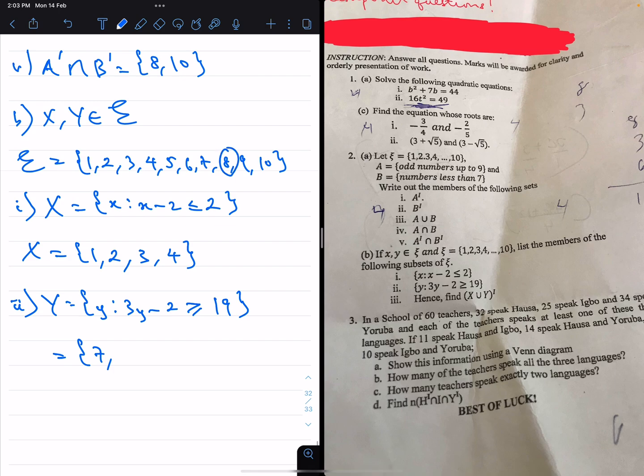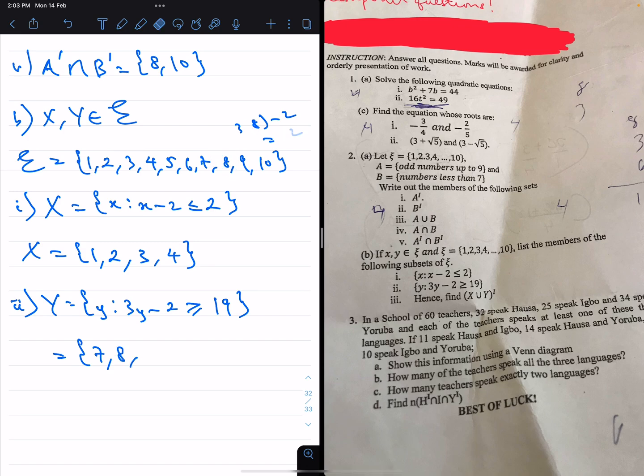Now we go to 8. 3 times 8 minus 2 equals 22. And 22 satisfies the condition greater than or equal to 19. That means 8 is an element of the set y.